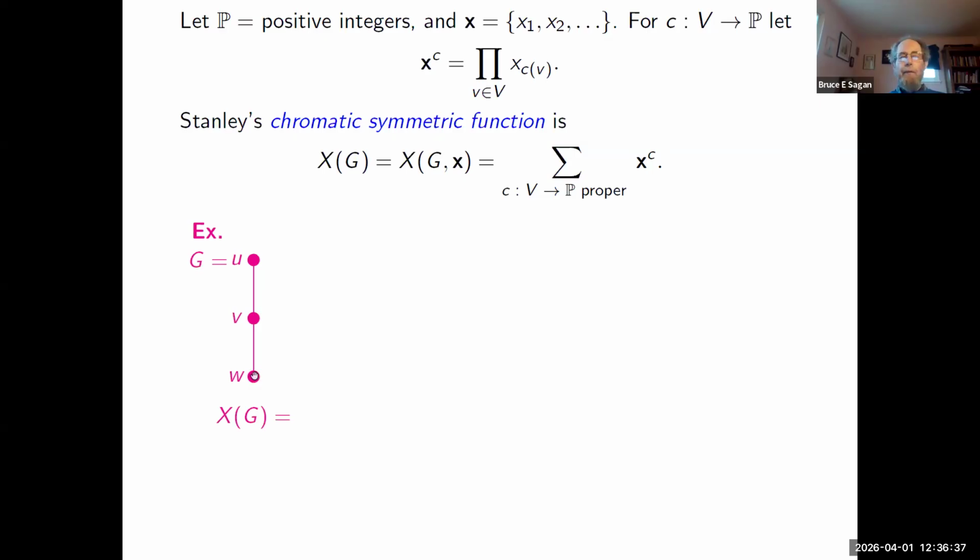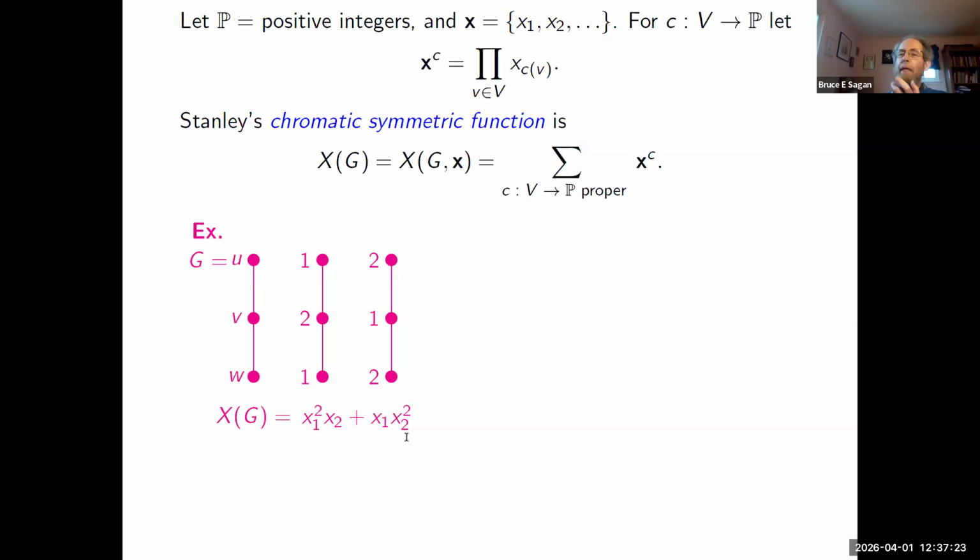Okay, this is a lot to take in, so let's do a quick example. Suppose I've got the path UVW, and I'm going to compute X of G, its chromatic symmetric function. Well, let's start really simple. How many ways are there to color this graph if I just use the colors 1 and 2? 2, right? Either I put the 1s at the endpoints and 2 in the center. That will give me a monomial x1 squared x2: x1 here, x1 here, and x2 from there. Or I could reverse the roles. I could put the 2 at the endpoints and the 1 in the center. That would give me an x1 from the center and an x2 squared from the endpoints. Clear how we got these monomials?